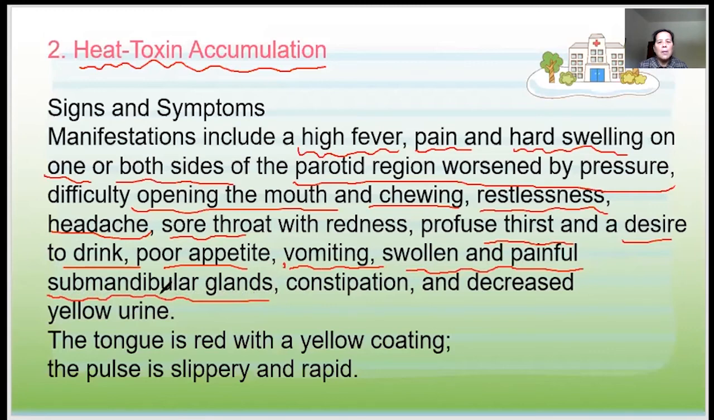Other heat signs: the patient may have constipation and decreased amounts of dark yellow urine, which are still internal heat symptoms. The tongue is red with yellow coating, again internal heat. And the pulse is slippery and rapid. Rapid pulse is the heat. Slippery pulse is the dampness. So that's a combination with some dampness.